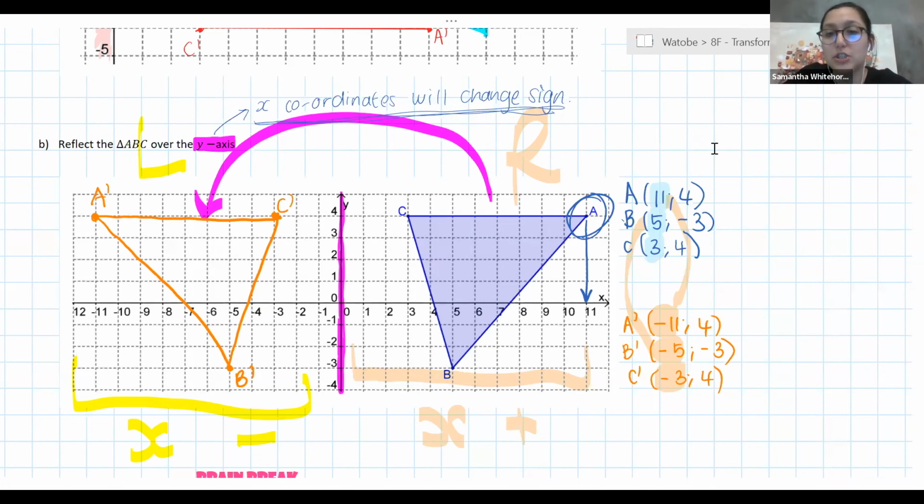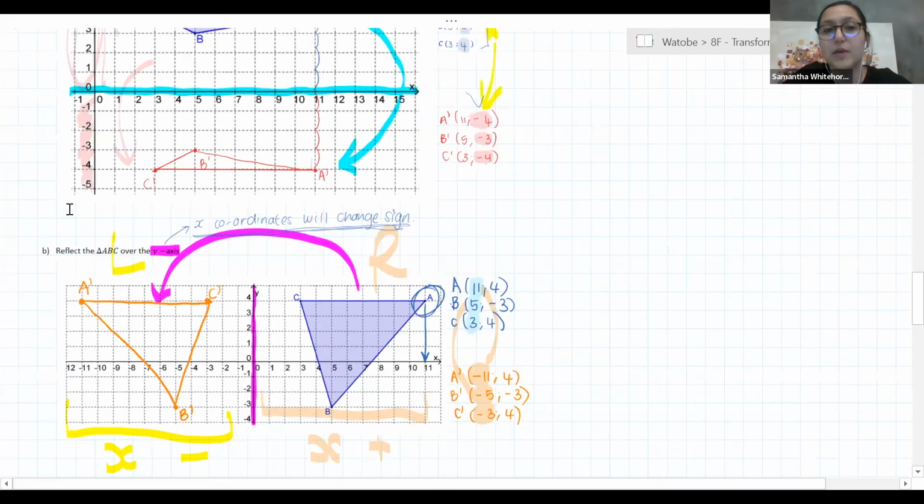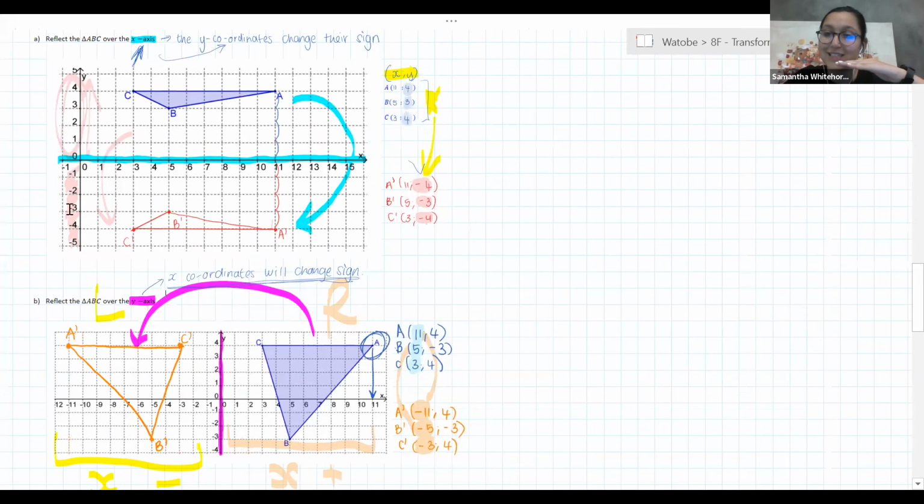So we had two situations. I'm just going to make that a bit smaller. We had our first situation where we reflected over the x-axis. So we went from above the x-axis to below. And so the y coordinates were changing their signs. But now when I'm going from the right to the left or the other way around, it doesn't matter. My x coordinates are changing their sign when I reflect over the y-axis.